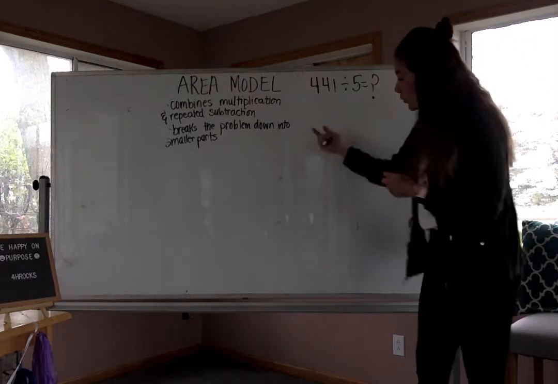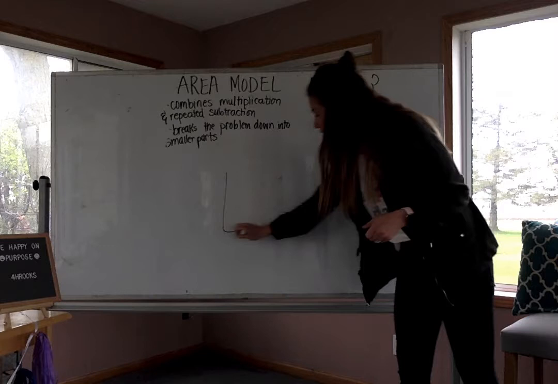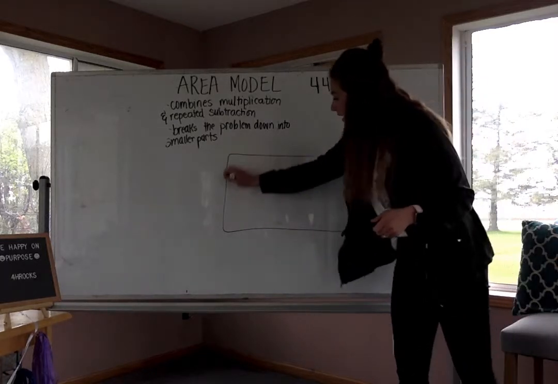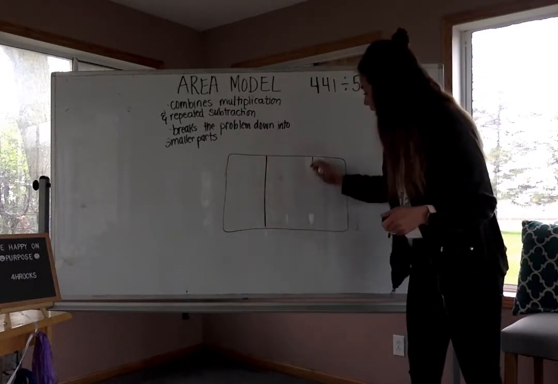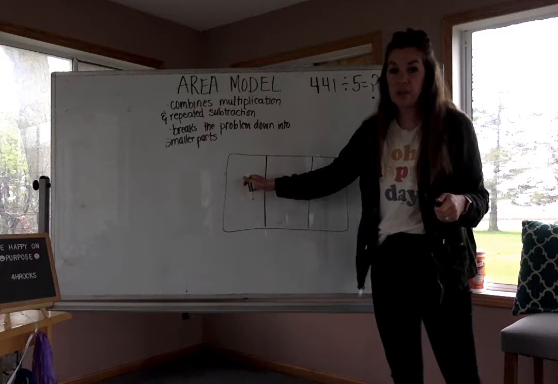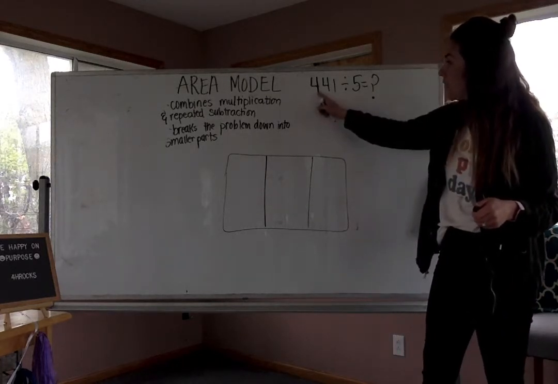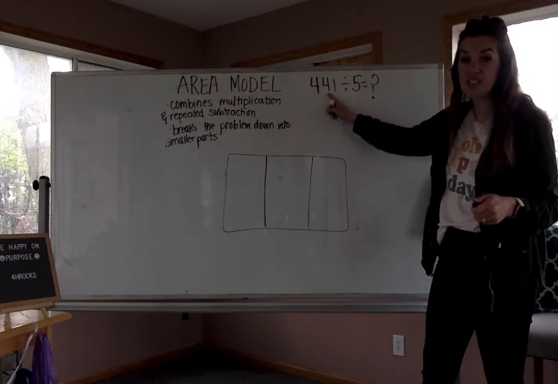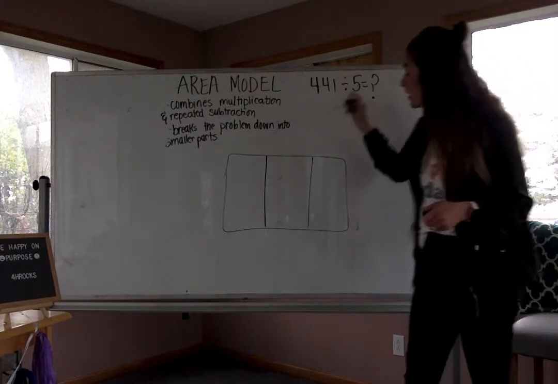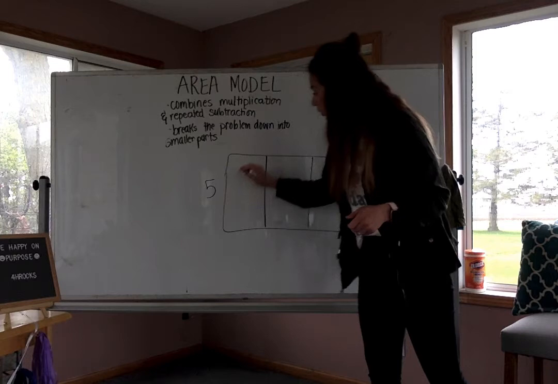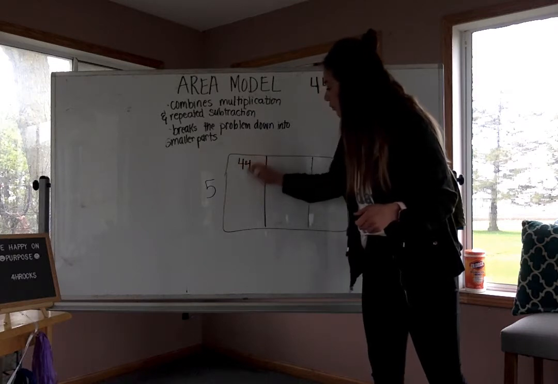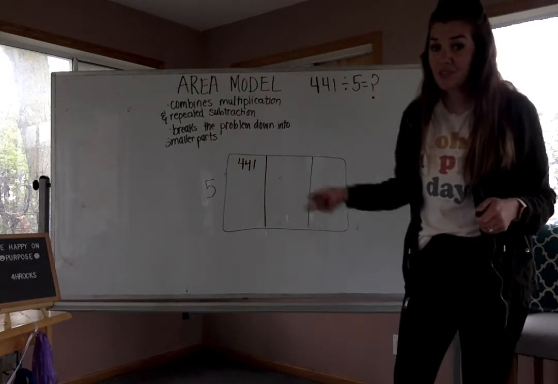Okay, now I'm going to draw a model down here and I'm going to divide it into three parts. This part I'm going to have as my hundreds place, my tens place, and my ones place. The reason why I'm doing that is because I have a hundreds, a tens, and a ones place here. I'm going to put the 5 over on the side, and I'm going to put that number 441 inside my model.